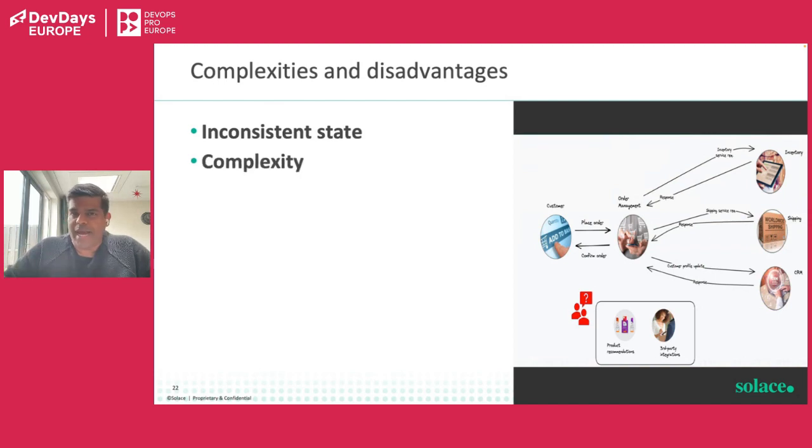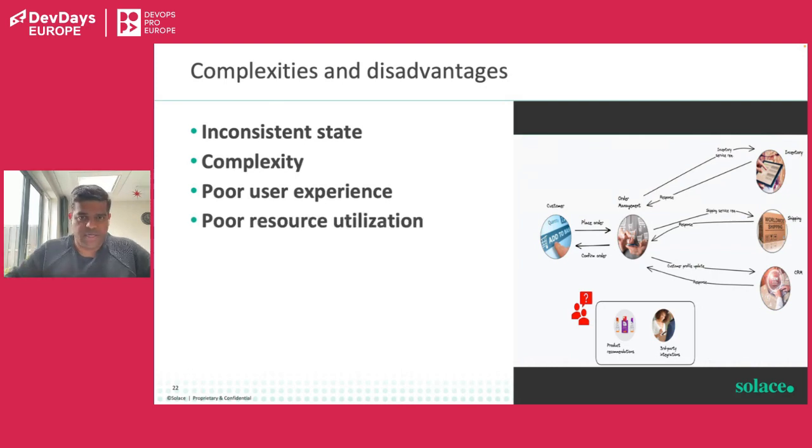Complexity. You will be handling error or edge conditions, maintaining state for consistency. Idempotency requires retries, but who does the retry? How many times do you retry? There is poor user experience. The response time loads. Asynchronous works, but it becomes increasingly complex, especially if you start maintaining consistent state and everything. You have poor resource utilization.